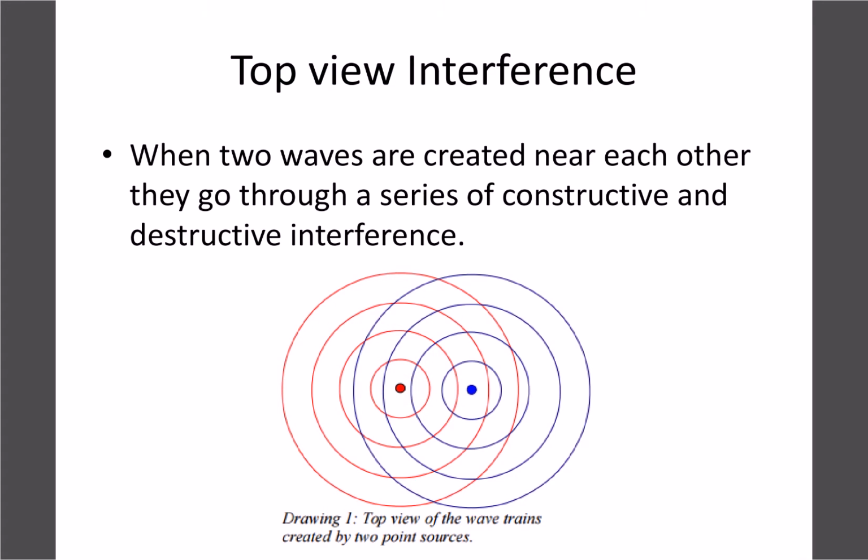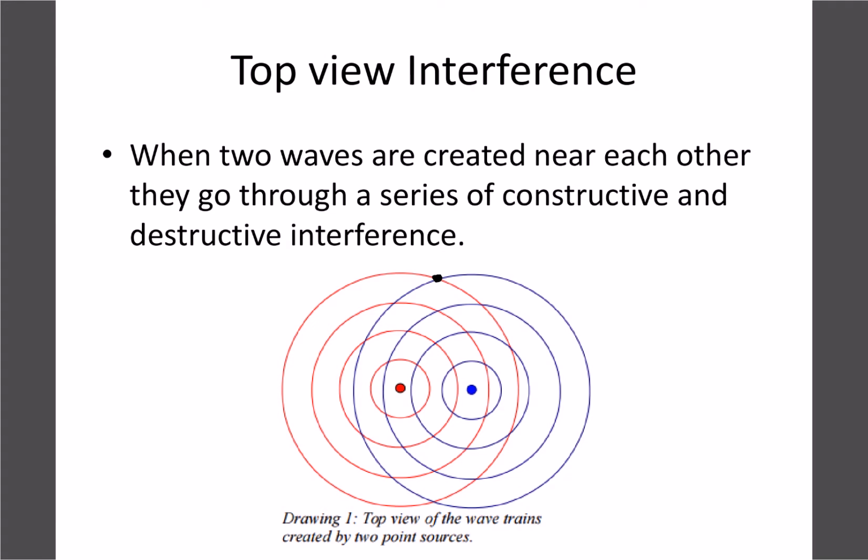Go to the notes if you want to see that. This also works if we deal with top view, and it's a little bit harder to visualize, but it works the same way. So remember, when we do top view, our circles are the waves. You can see in this case where those two intersect, that's the crest of the red one and the crest of the blue one.